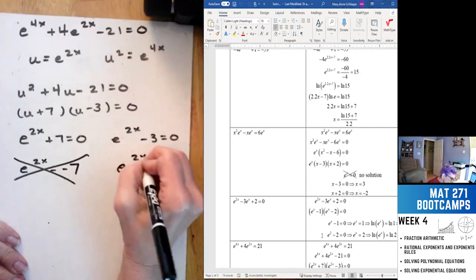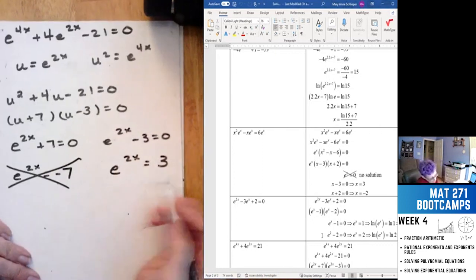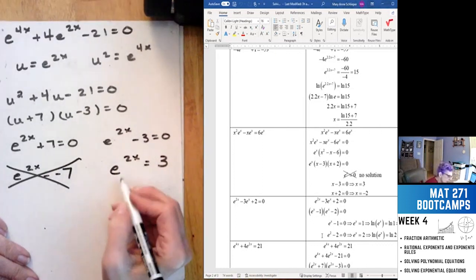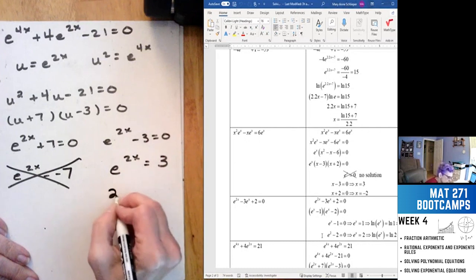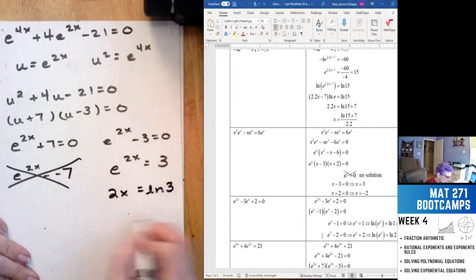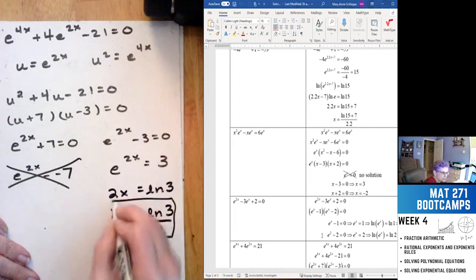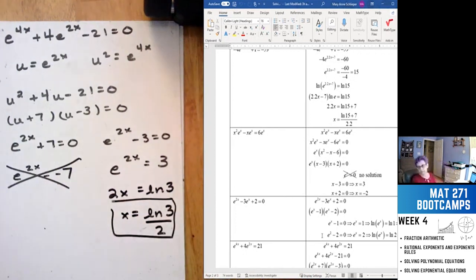e to the 2x equals 3. Oh, now this I can do. Natural log of e to the 2x is 2x. Natural log of 3, so x is equal to the natural log of 3 divided by 2. I get one answer.